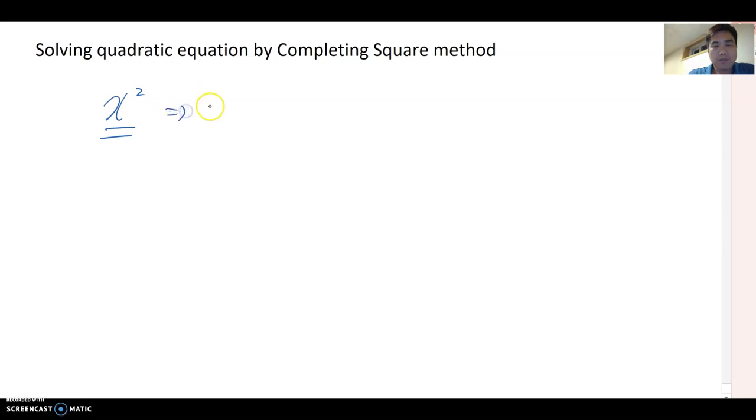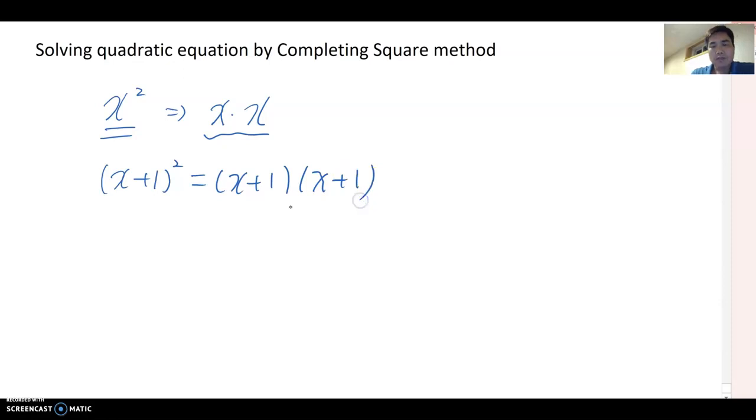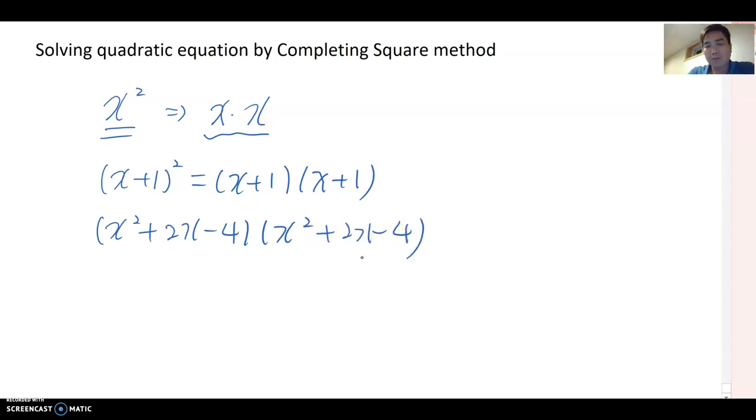because here we have the same thing, x times x. So this is one of the typical completing square forms. Another one I can say is (x plus 1) squared as well, because this means (x plus 1) times (x plus 1). So in other words, we can also say maybe (x squared plus 2x minus 4) times (x squared plus 2x minus 4). They are also completing square form, because this becomes (x squared plus 2x minus 4) squared.